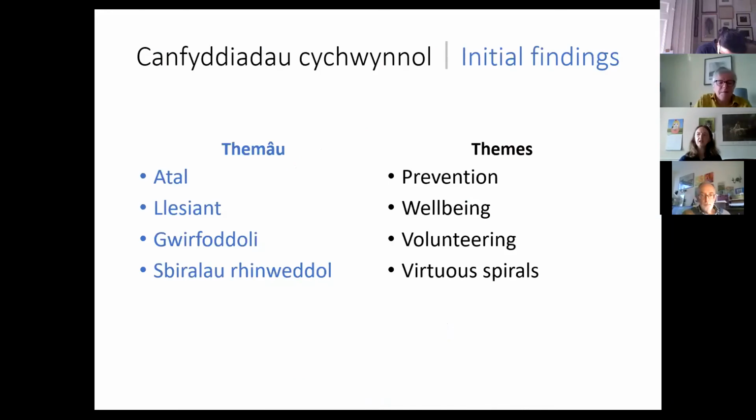Now, because this analysis is ongoing, I'm only sharing a few highlights of the thematic analysis so far rather than the full findings. But we did find information relevant to all the pre-identified themes around prevention, well-being and volunteering. And there was also an emergent theme of virtuous spirals or virtuous cycles, where positive changes were seen to snowball over time.